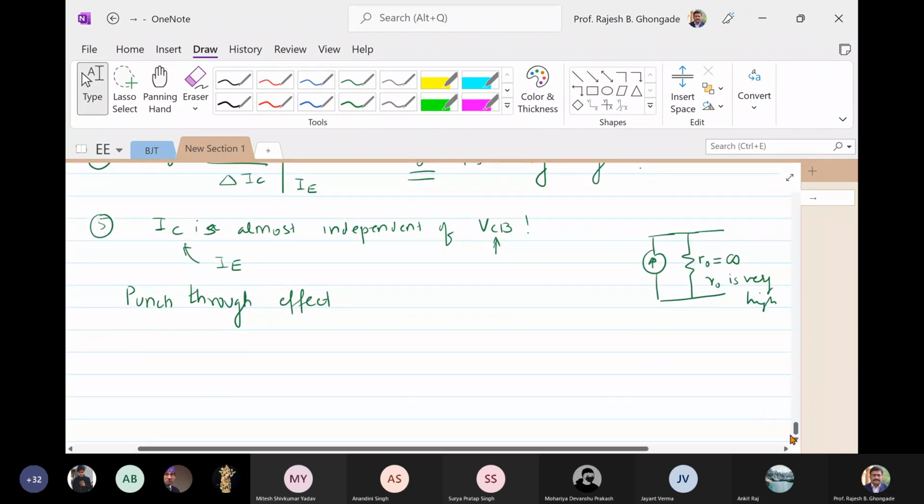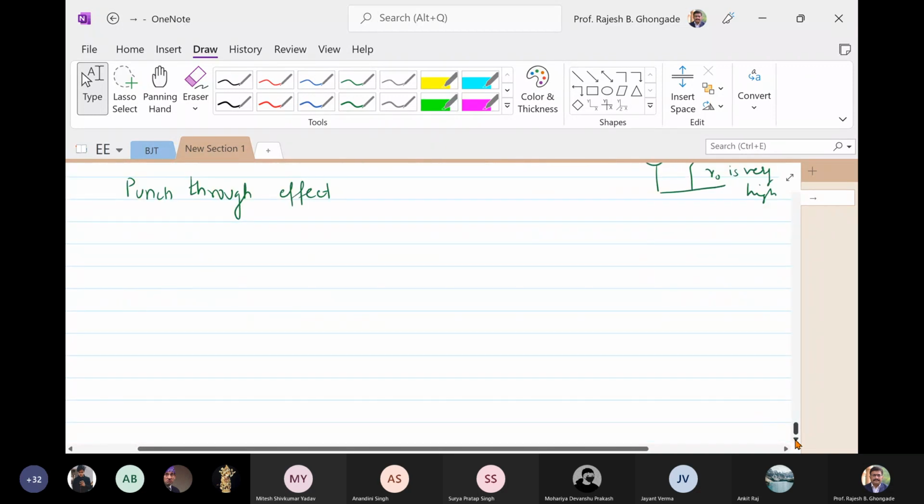ठीक है, तो ये हो गया आउटपुट कैरेक्टरिस्टिक्स के बारे में. There is something called transfer characteristics.